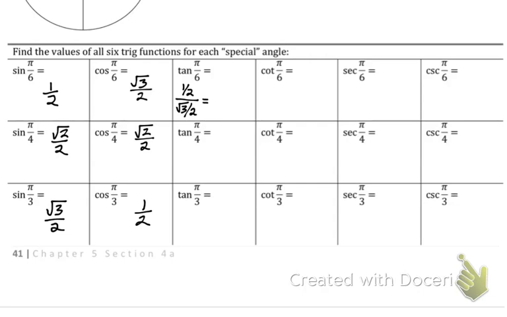Now if we do keep, change, flip, I'd keep the 1/2 and I'd multiply it by 2 over square root of 3, which is going to result in 1 over square root of 3. But we can't have a square root in the denominator, so I'm going to multiply that by square root of 3 over square root of 3. And we're going to end up with square root of 3 over 3.